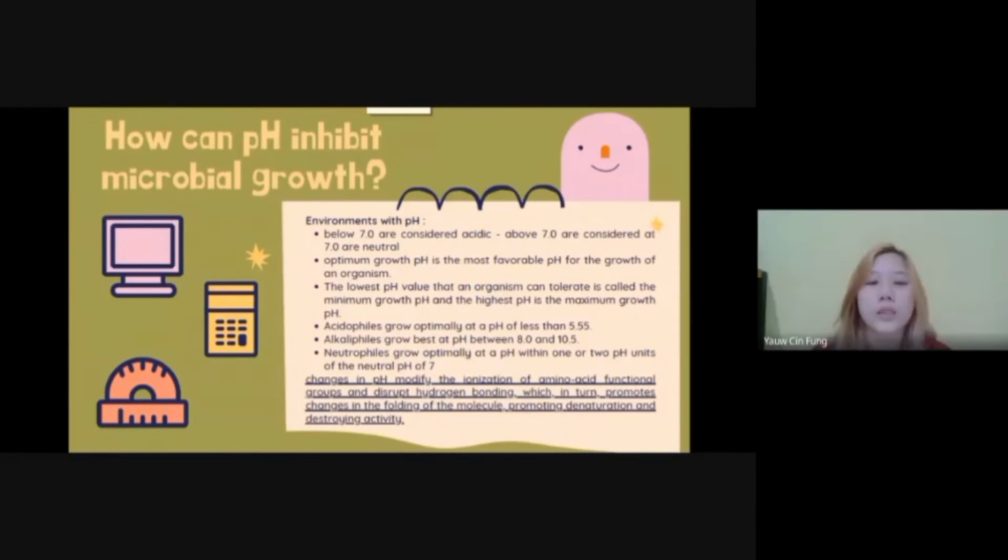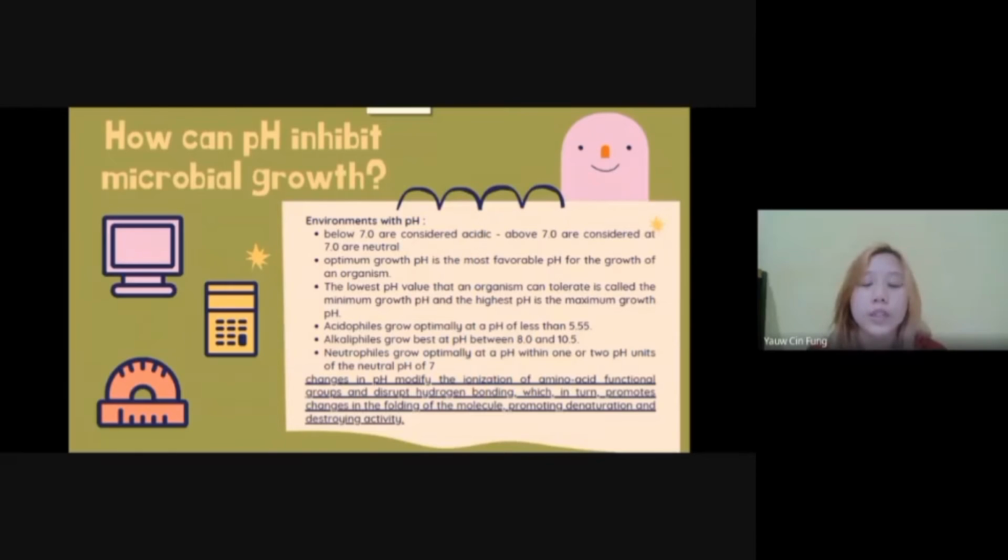The lowest pH value that an organism can tolerate is called the minimum growth pH, and the highest is the maximum growth pH. These values can cover a wide range, which is important for the preservation of food and for microorganism survival in the stomach. For example, the optimum growth pH of Salmonella is 7 to 7.5, but the minimum growth pH is closer to 4.2.